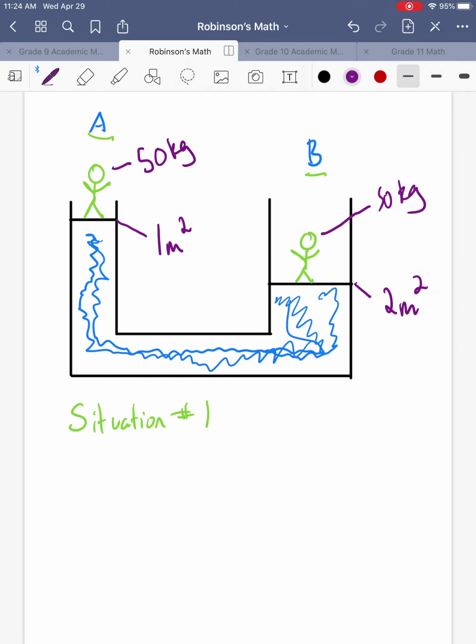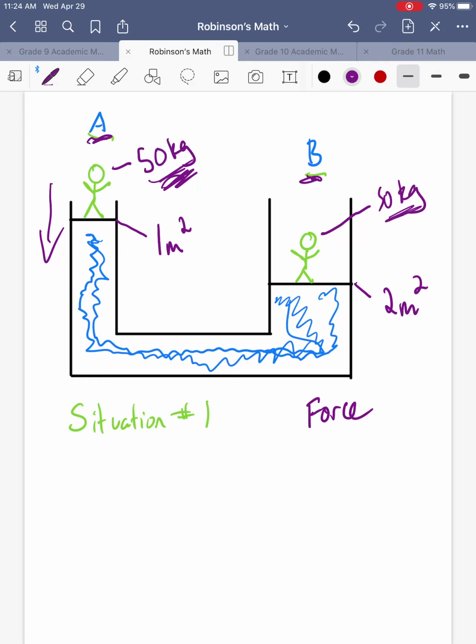and in situation number 1, both person A and person B are clones, so they have the exact same mass of 50 kilograms. So again, we have to go back to the definition of pressure. The first part of the definition of pressure is that we have a force. Well, we have a force on both sides, but let's focus on side A for a second. We have a 50 kilogram force going down.